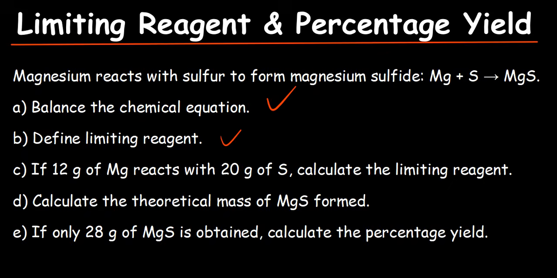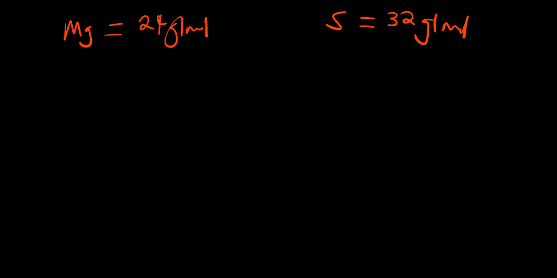We are first supposed to find, what is the molar mass for magnesium? Magnesium is about 24 grams per mole. Then the molar mass for sulfur is about 32 grams per mole. Then let's now find the moles. The moles for magnesium is going to be mass over molar mass. Sulfur is also going to be mass over molar mass.